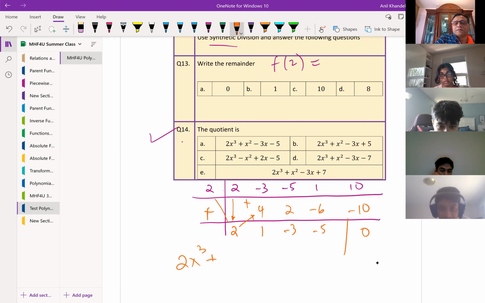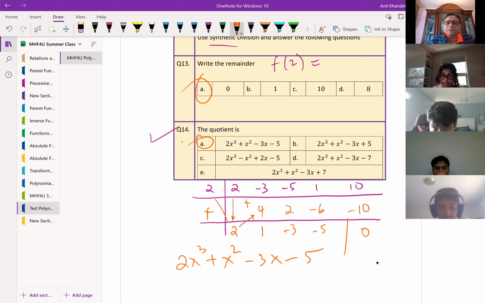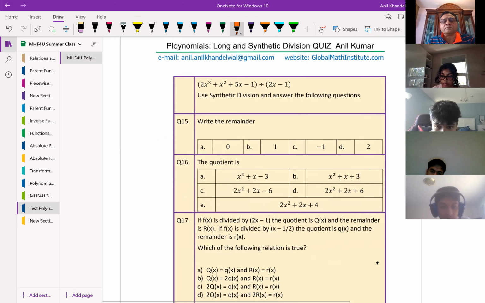It'd be 2x cubed plus x minus 3x minus 5. Right? Remainder is 0. That means x minus 2 is a factor. So we have in a way factorized this whole thing, correct? And now which one matches? I think option A matches, right? -5 plus 3x. Is that correct? Akshat, steps are absolutely clear to you? Yes, sir. Got it.